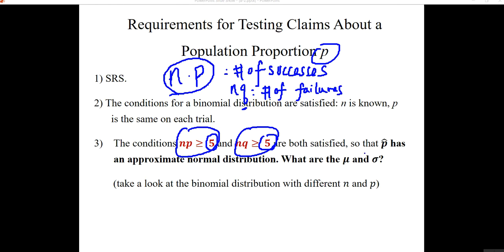And why is that? Because when these two conditions are satisfied, the sampling distribution of the sample proportion will have an approximately normal distribution. And what is the mean? The mean will be n times p. What is sigma? Sigma will be the square root of n times p times q. Those are the two formulas that we learned back in an earlier chapter.